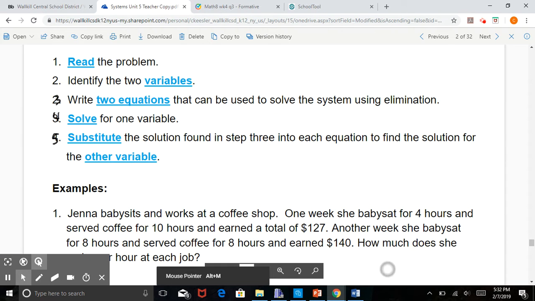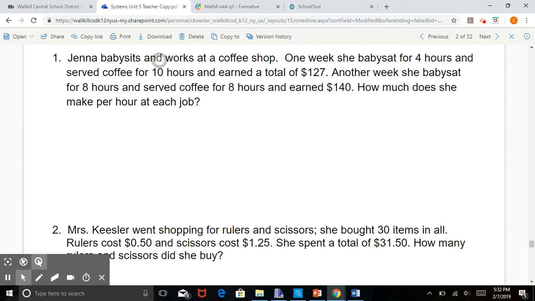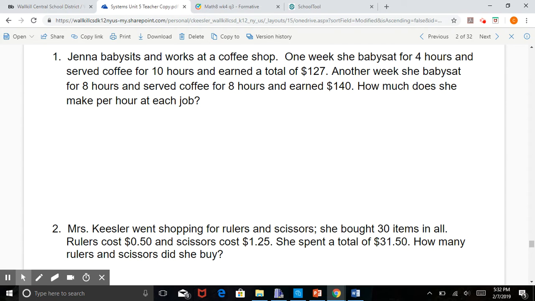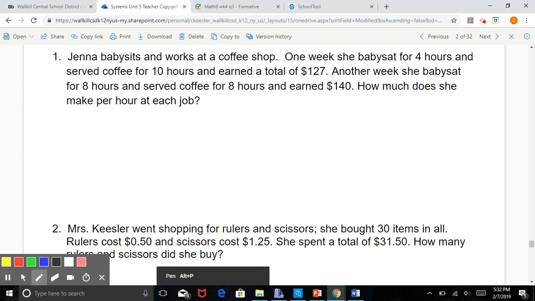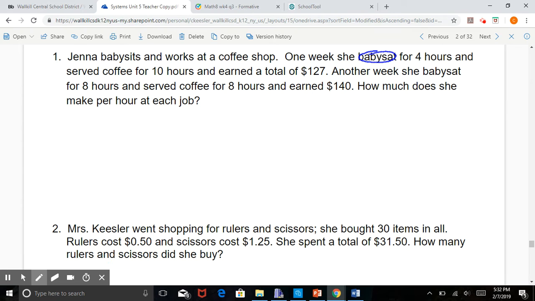So taking a look at number 1, Jenna babysits and works at a coffee shop. One week she babysat for 4 hours and served coffee for 10 hours and earned a total of $127. Another week she babysat for 8 hours and served coffee for 8 hours and earned $140. How much does she make per hour at each job? So there's two things that she does. She babysits and she serves coffee. So those are our two variables.